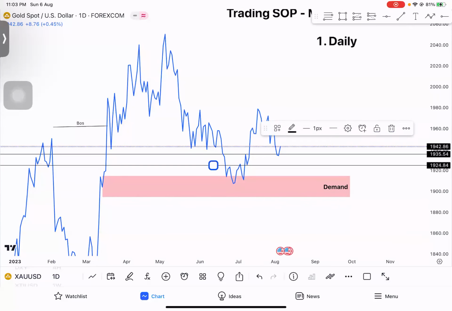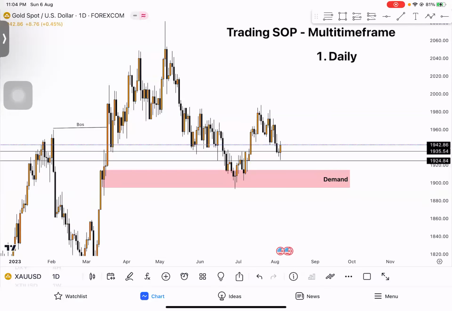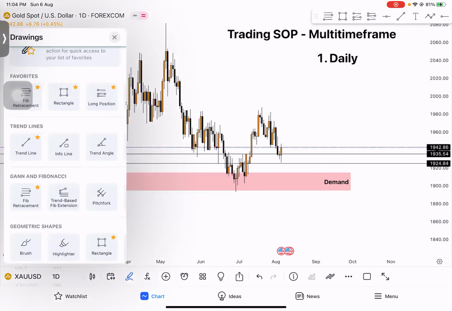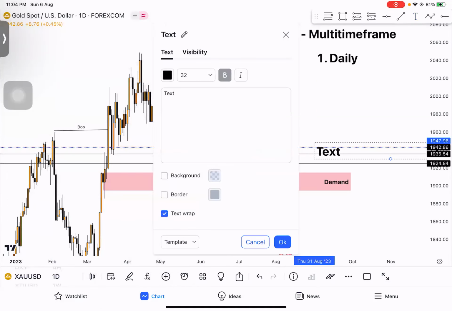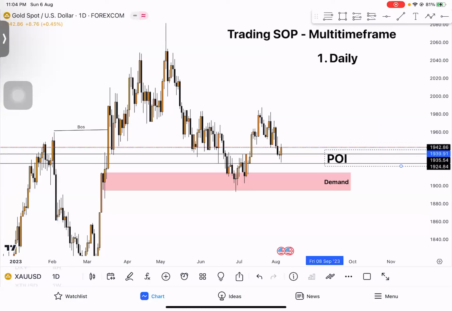These two levels I will mark on the daily so that I know right now whether I should focus on buy or sell. I should focus on buy because price already touched my point of interest. This is what I call a point of interest. So the daily is for you to identify the trend and the direction, and also mark all the points of interest for monitoring purposes, which is around 1924.8 until 1925.